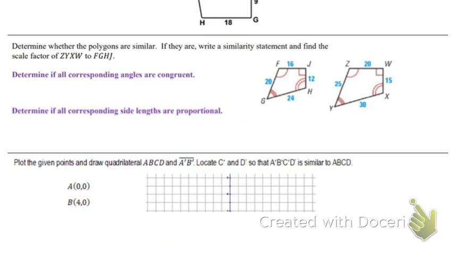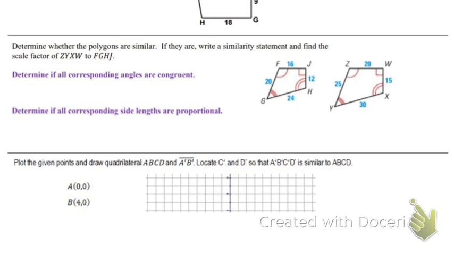All right, our next one. Our next one is proving that two things are similar. This is the step-by-step guide to prove that the things are similar. So the first thing we need to do is prove all the angles are congruent.